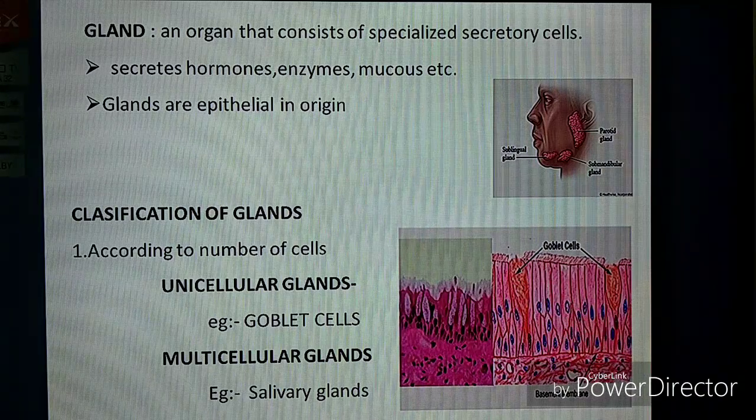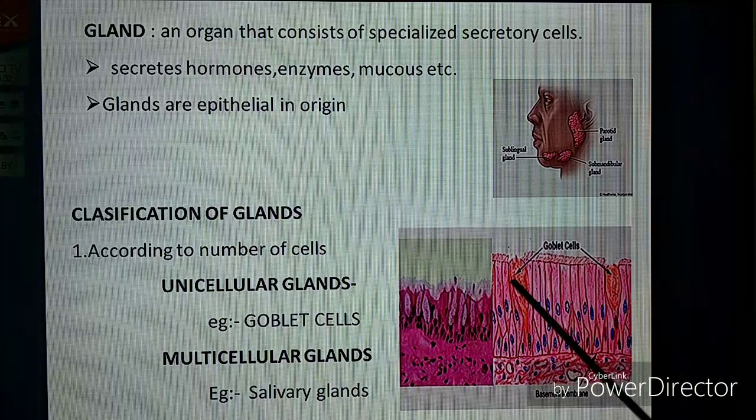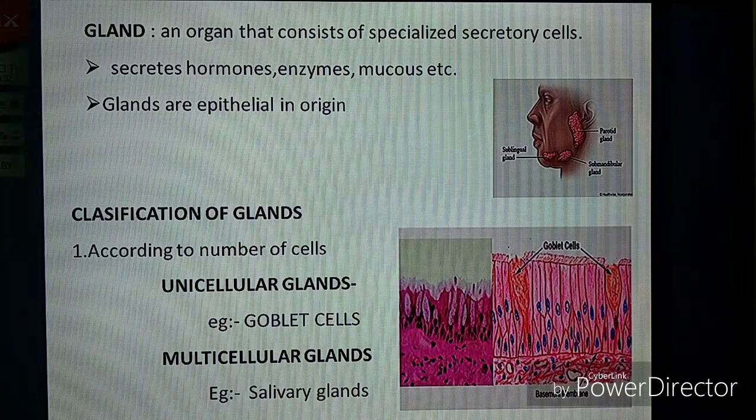The best location of the goblet cells in our body is the terminal intestine or the large intestine, and also in the nasal cavity. The upper respiratory tract also shows the presence of these goblet cells. These are flask-shaped cells. Second category is multicellular glands. The multicellular glands are made up of more than one cell, or several cells. All other glands in our body are multicellular glands.